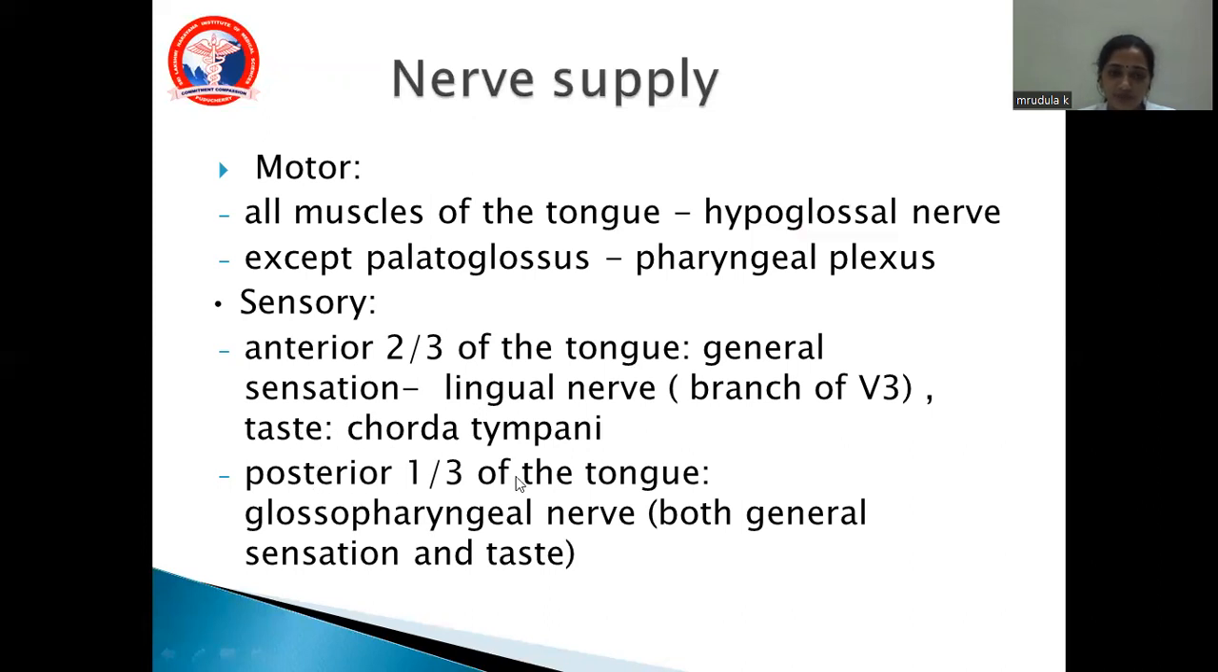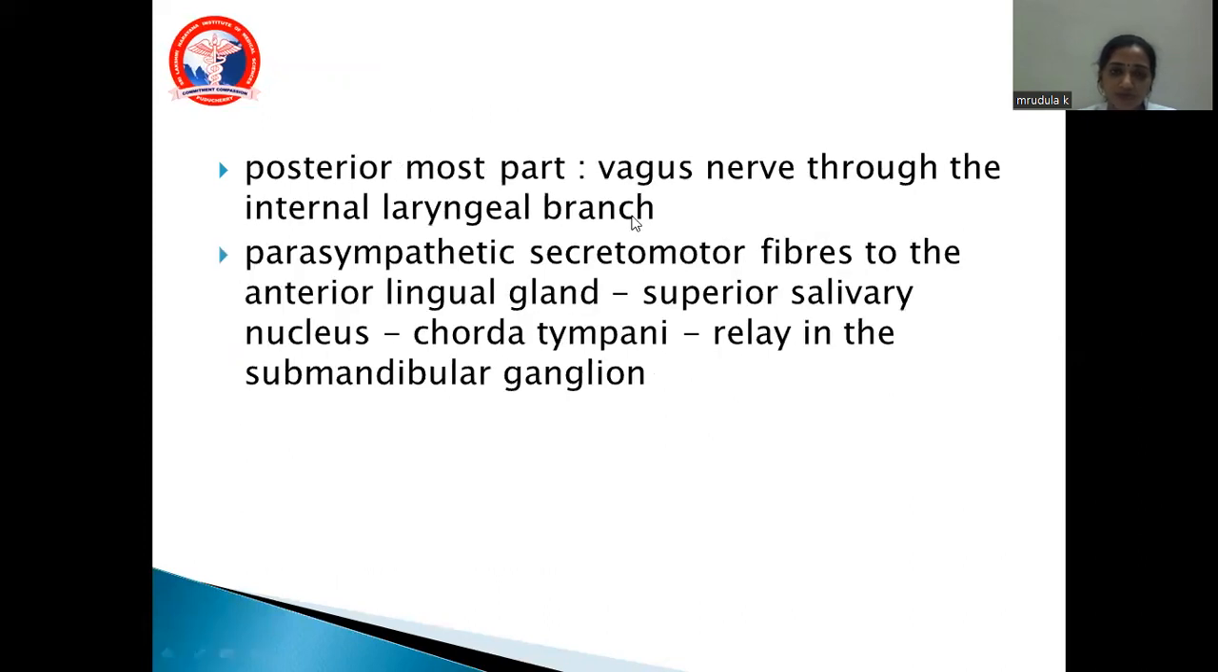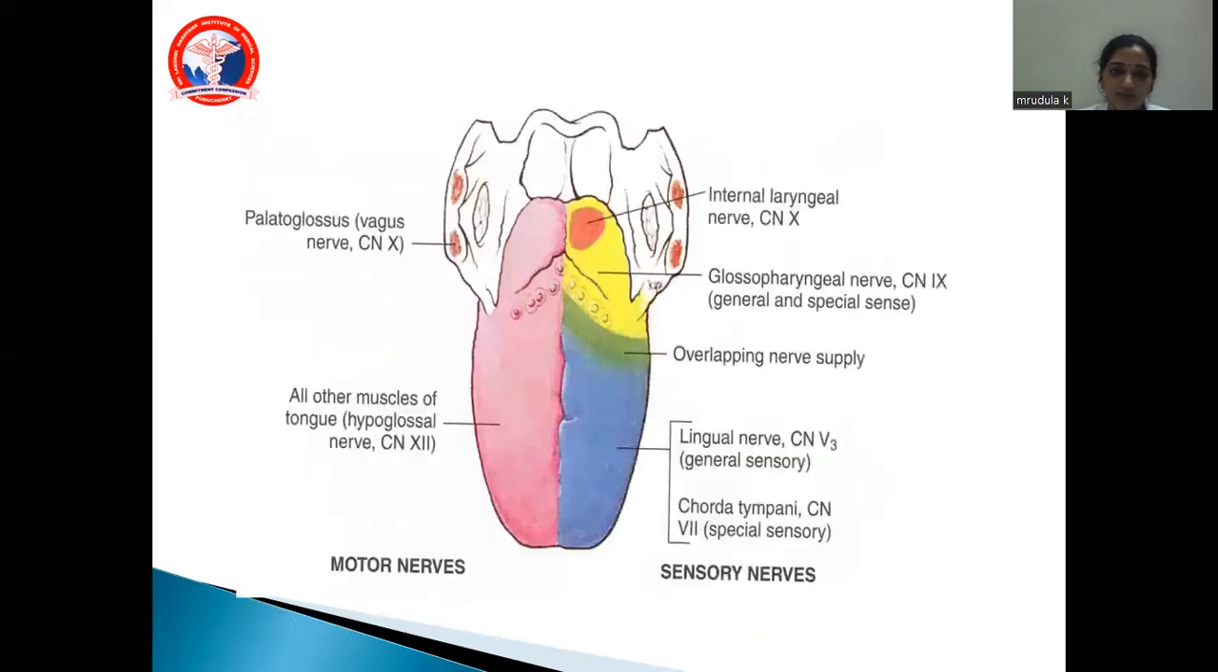Posterior 1/3 of the tongue, glossopharyngeal nerve gives both general sensation and special sensory, that is taste. The posterior most part of the tongue is supplied by the vagus nerve through the internal laryngeal branches. Parasympathetic secretomotor fibers to the anterior lingual gland are supplied via the superior salivary nucleus, chorda tympani nerve, and relay in the submandibular ganglion.